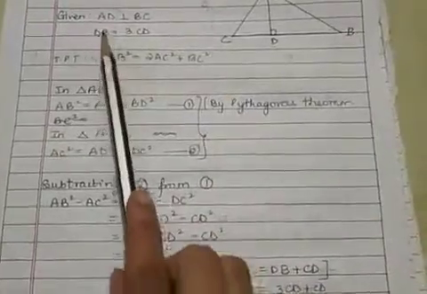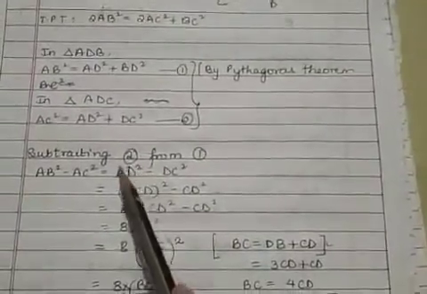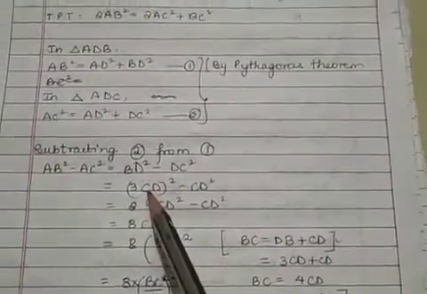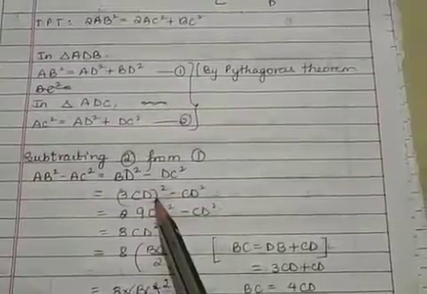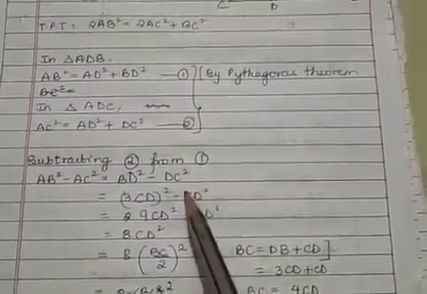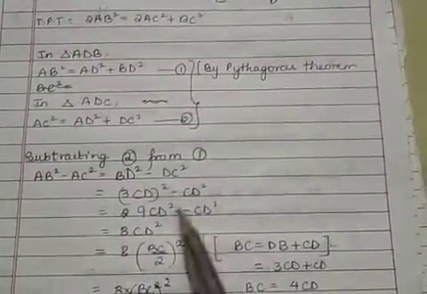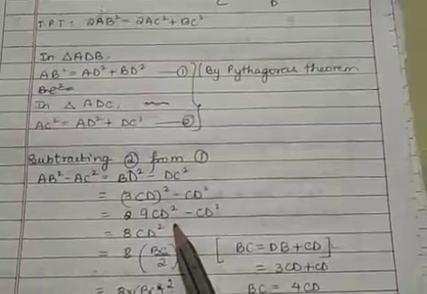Now here it is given DB and BD is the same thing. DB is 3 times CD. So we can substitute for BD as 3 times CD. So here we have 3 times CD, the whole square, minus DC, which can be written as CD square. This is 9 times CD square minus CD square, which is 8 times CD square.